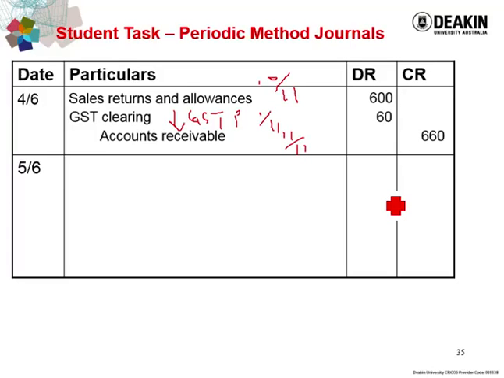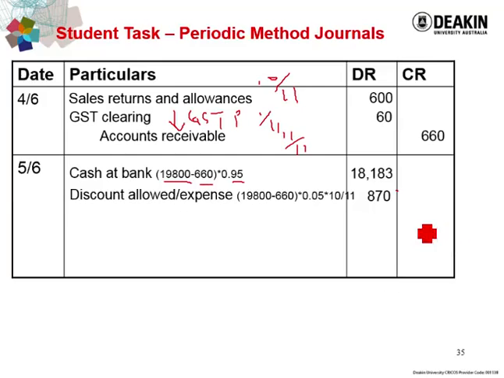On 5th of June, we receive a payment from customer for amount owing less 5% for settlement discount. So we debit cash at bank 18183, because 19.8k is the accounts receivable minus $660 of sales returns, multiplied by 95%, so 18183.